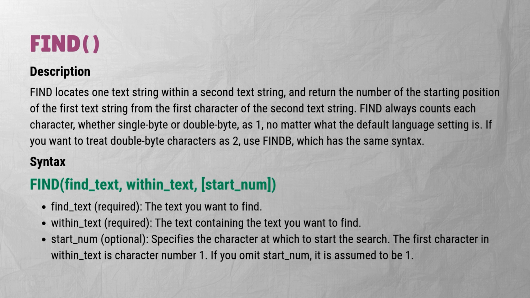Here's the syntax: find text, within text, and an optional start num parameter. So find text is the text that we're searching for, what we want to find. Within text is where we're searching for it. And then the optional start num specifies the character at which to start the search. The first character in within text, so where we're searching, is character number 1. And if we omit start num, it is assumed to be 1. This can help you in situations where you're applying the find formula to a huge database.